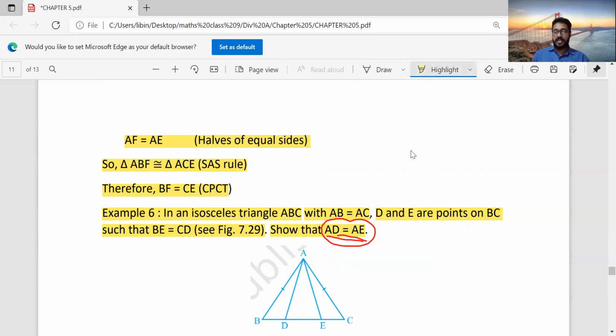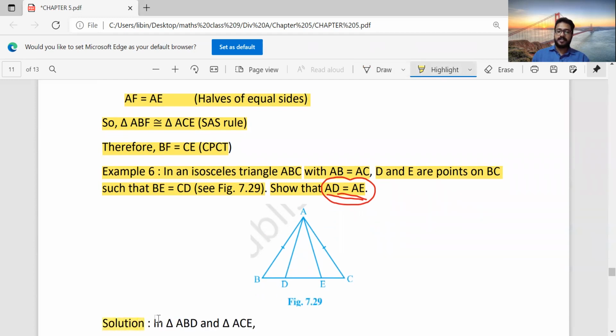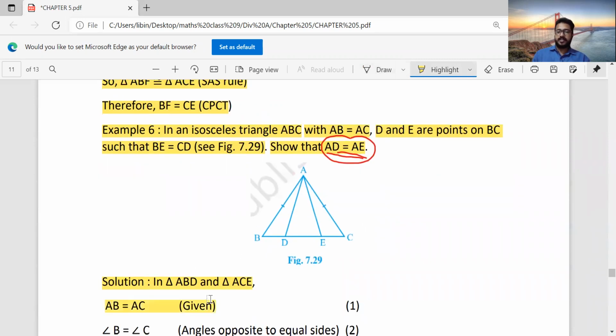So what happens when we take these two triangles? See, in triangle ABD and ACE, we are going to prove that these two triangles are congruent. How we are going to prove that? See, AB is equal to AC. It is given to you. Because ABC is an isosceles triangle with AB equal to AC, directly given. Now, angle B is equal to angle C. Why? Because by using the converse of theorem 7.1, we can say that angles opposite to equal sides are equal.